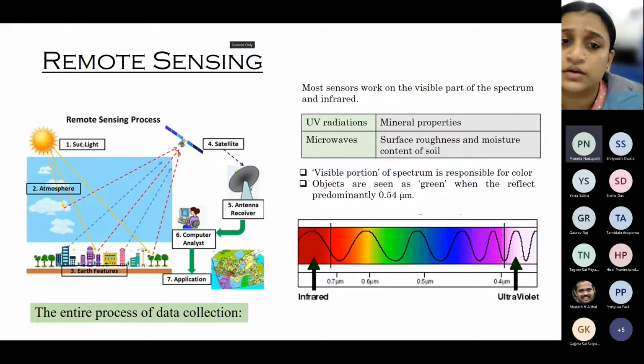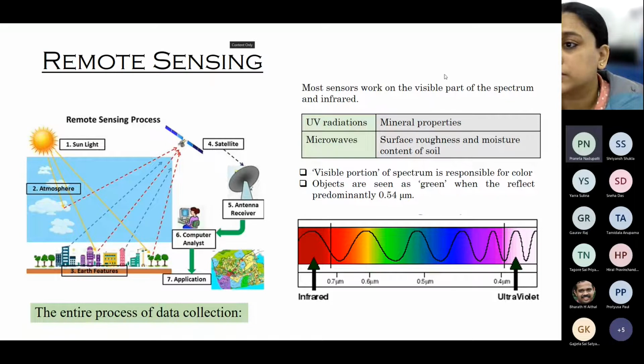The sun acts as the source of energy on earth. The sun rays pass through the atmosphere, reach earth, and are reflected differently by the different body types present on earth. This is then received by the satellite. The signal is sent to the antenna receiver, extracted by the computer analyst, and can be used in several applications, such as land use and land cover. So this is the entire process of remote sensing.